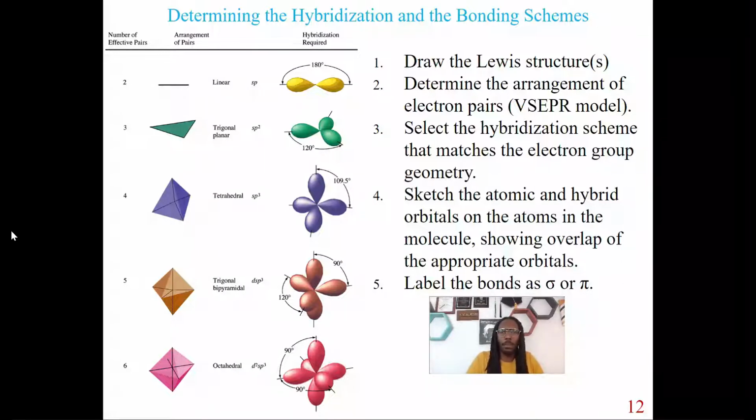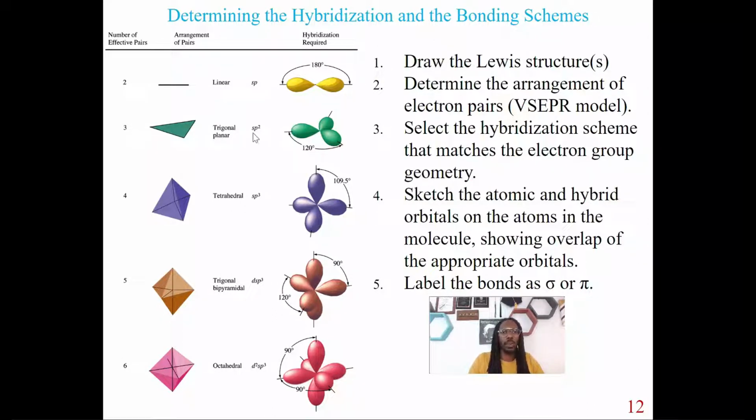So once you have that in place, then you will select your hybridization scheme that matches your electron group geometry. So basically, you had to know your VSEPR model in order to even do step 3. Then you can sketch out your atomic and hybrid orbitals based on the information you have, showing the overlap of them, and then you can label the bonds sigma and pi.